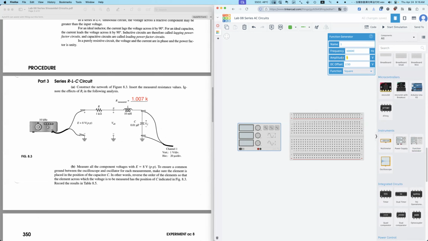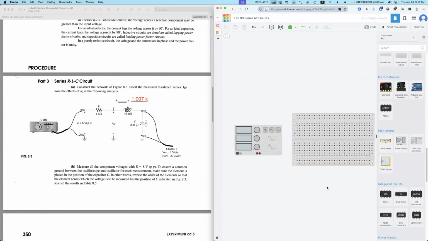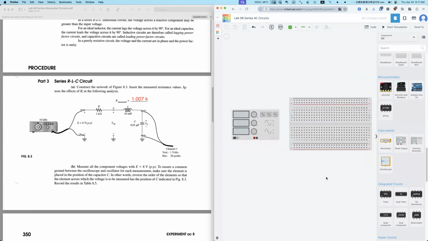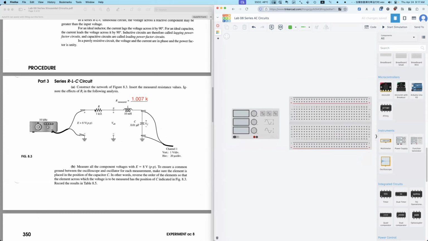The amplitude here is just the peak to peak value, so we can change this to 8. Then offset should be 0. Sine wave, so choose sine. Let me make this bigger. Then we just need these 3 components.